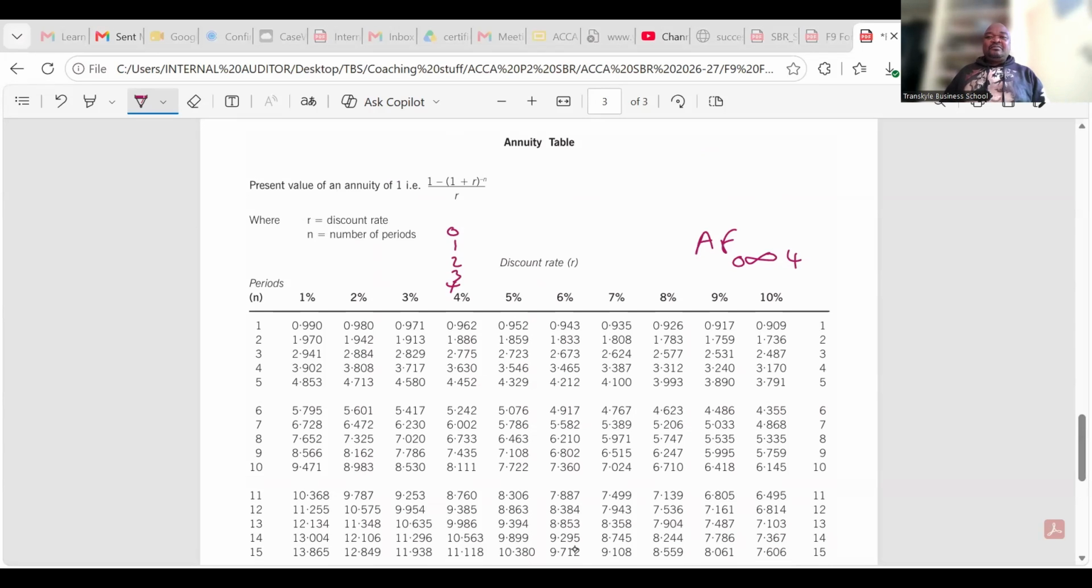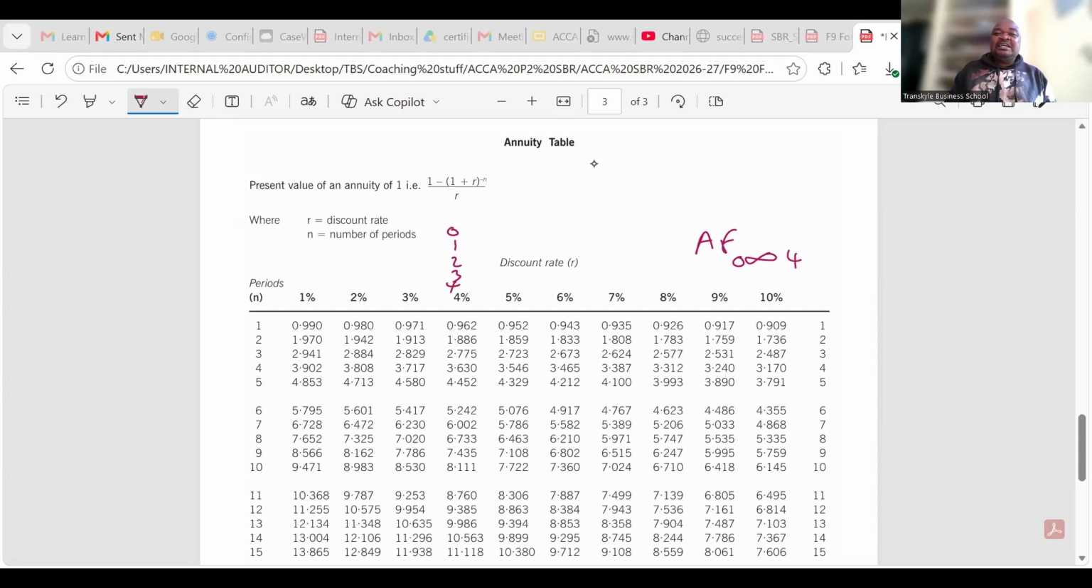Sometimes the examiner provides the tables, but it's normally given in the exam. But sometimes the examiner might give you simplified figures or some factor you need to use, right? He might give you the two factors, okay, for up to year 4 or up to year 5. So you need to lead yourself and understand what will be going on.